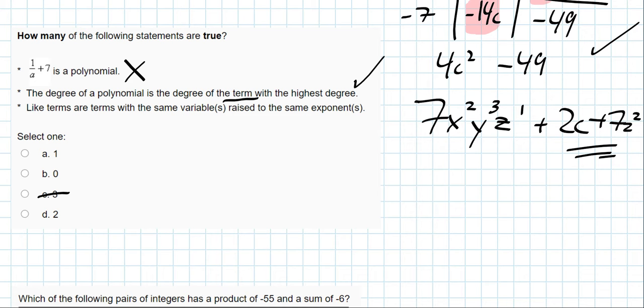This one looks right. Next, like terms are terms with the same variables raised to the same exponents. So if we have like 7x plus 7x, those are like terms, or plus 1x, or plus, I don't know, pi x, whatever. Same variable, same exponent. So if it was 7x cubed plus x cubed, those are still like terms. If this was an a instead, these would not be like terms. If this was a squared instead, these would not be like terms. So same variable, same exponent. That sounds right too. 2 of these are good.